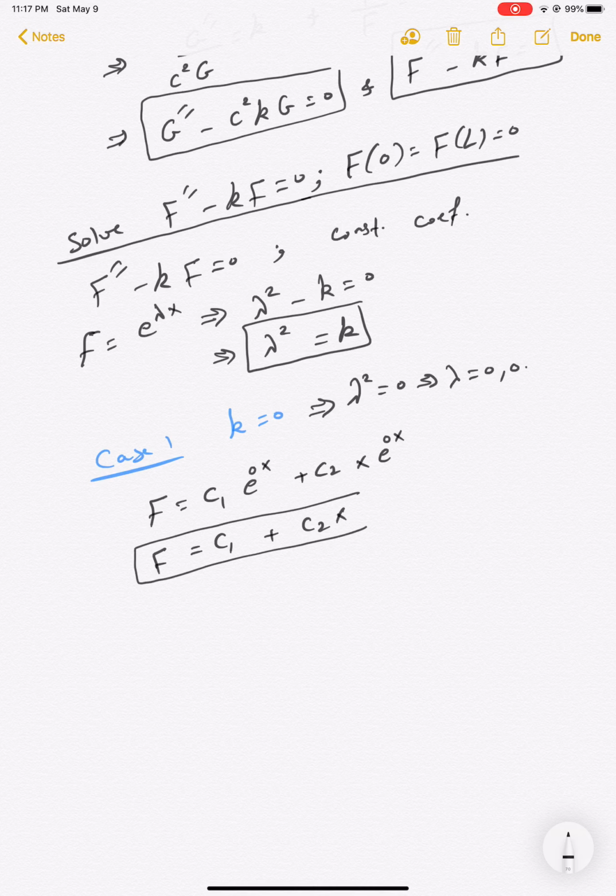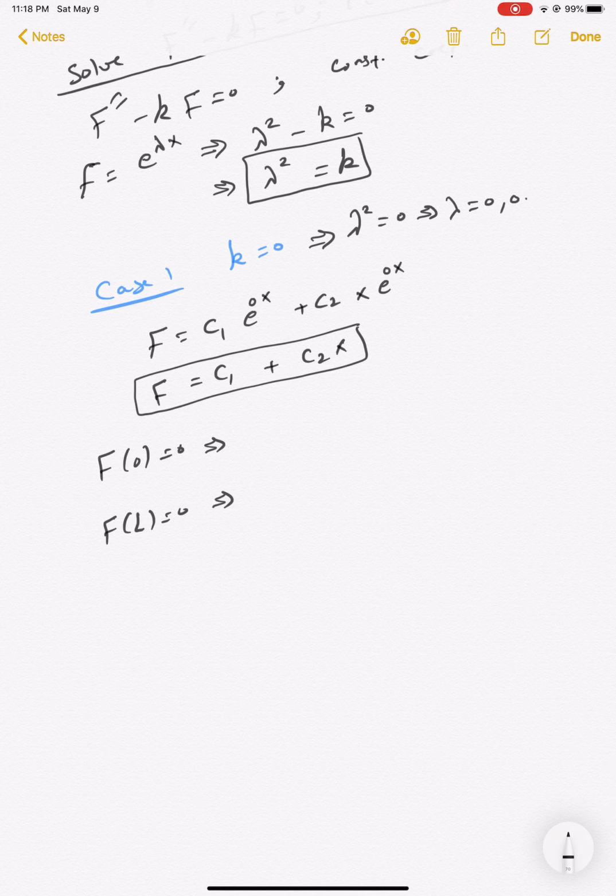So fine, we found f, and it is very natural to have two constants because we're dealing with a second order differential equation. But we are so lucky to have f(0) = 0 and f(L) = 0. So f(0) = 0, that means you substitute 0, you get c1 equals 0. And f(L) = 0 means c1 plus c2L equals 0. But if c1 is 0, then you conclude that c2L equals 0.